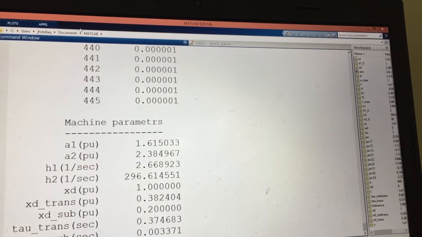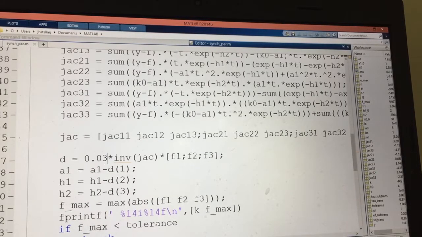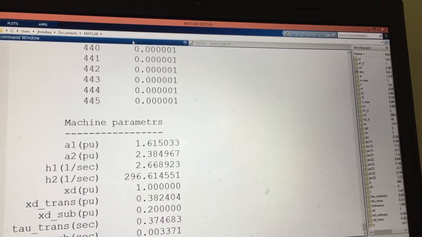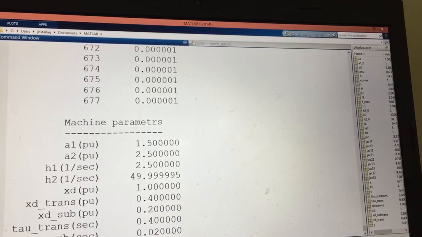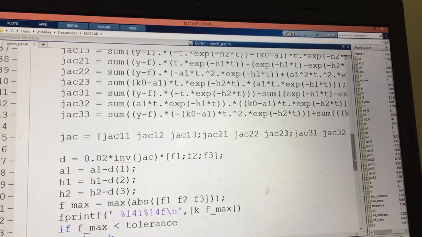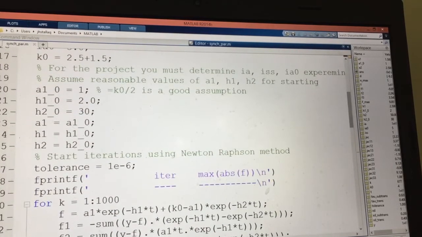Okay, if you go to 0.02 and see what happens. You can reduce it. Now it's much better. You see, it's very much successful with 677 iterations. All this depends on how you start your values here.